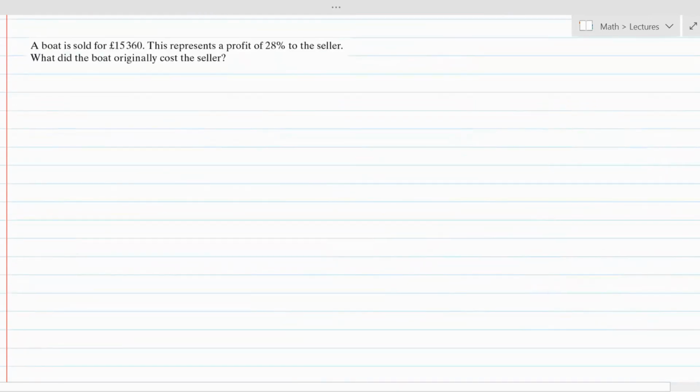For this next example, the question says a boat is sold for 15,360. So we have the selling price here.